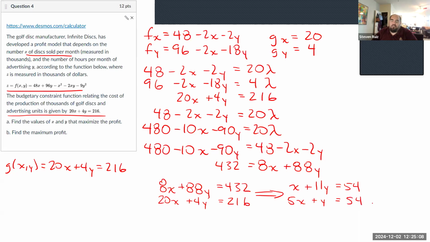Let's do elimination here. Let me multiply the top equation by 5, and then we'll subtract downward. So now I'm working in a kind of weird pattern, but that's okay. So minus 5x minus 55y equals minus 270. And then I'll just keep the other equation as is. 5x plus y equals 54. Is that okay?